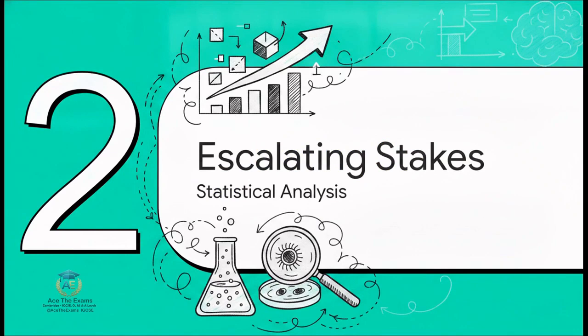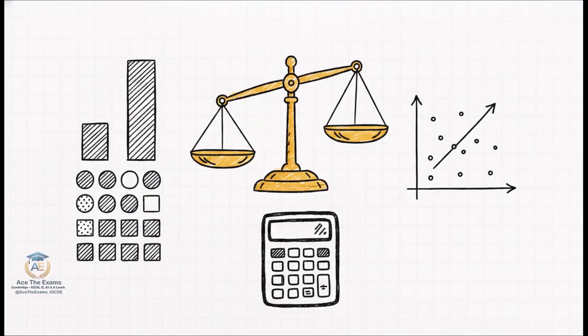Okay. Let's look at Section 2, Escalating Stakes, dealing with harder data and statistical analysis. We're moving away from descriptive biological concepts now and stepping into the higher-order domains, handling information and experimental skills. This is where the truly difficult marks are hiding. When you're analyzing complex transcription data, evaluative thinking is absolutely mandatory.